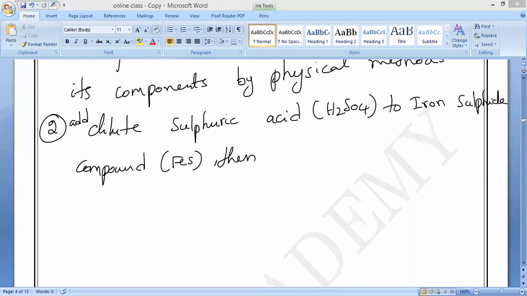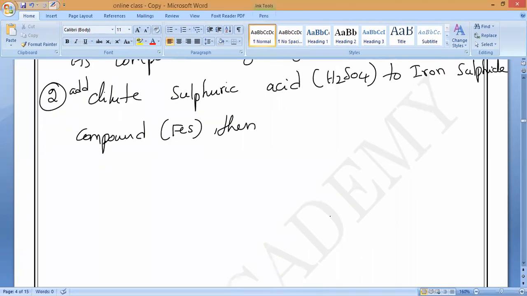So if you add sulfuric acid to this iron sulfide, we immediately get a colorless, foul smelling gas. A very bad smell gas is coming. That gas is called hydrogen sulfide. Understand? Here, hydrogen gas is not formed. Hydrogen sulfide will form. That is what you have to remember.